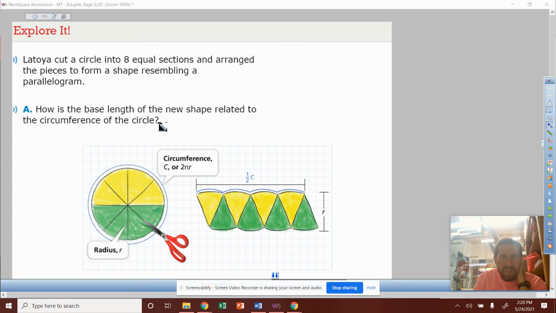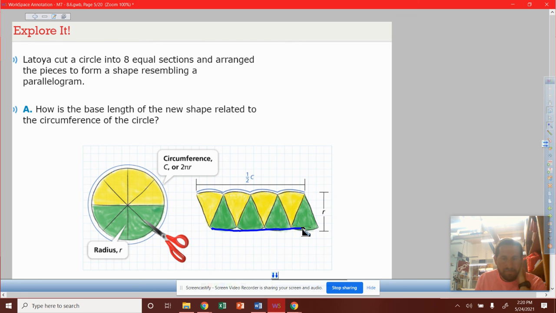How is the base length of the new shape related to the circumference of the circle? So here's my base. We're taking the arcs of all these green ones. So we start here and we go around. Circumference is the distance all the way around. So our base is 1/2 of the circumference. And you can see that's written up here as well, because these are of equal length, 1/2 circumference.